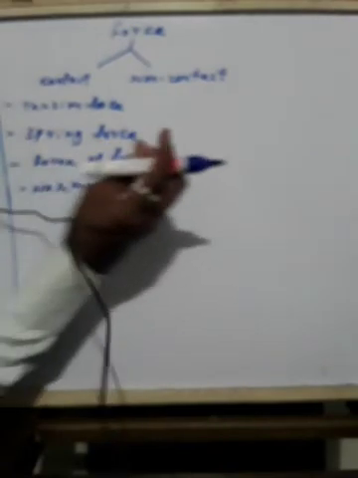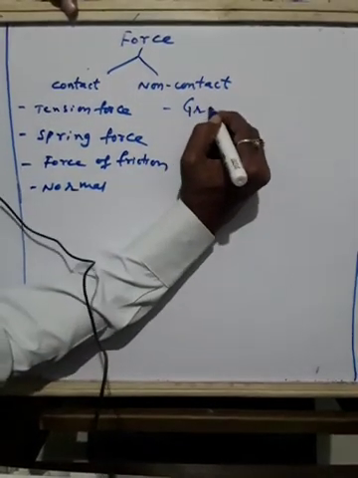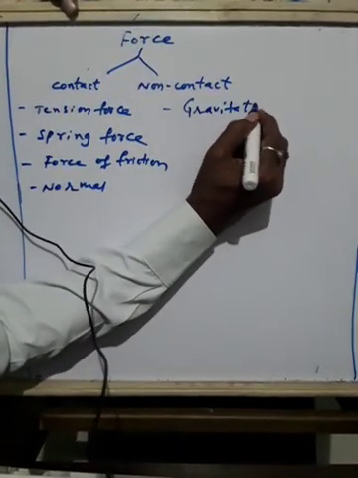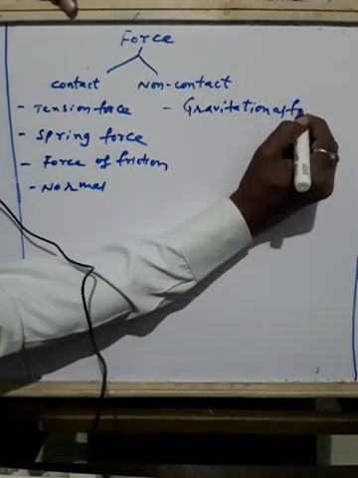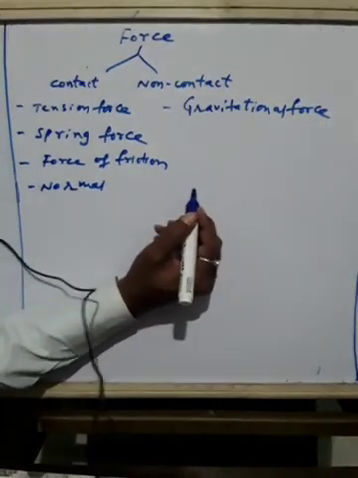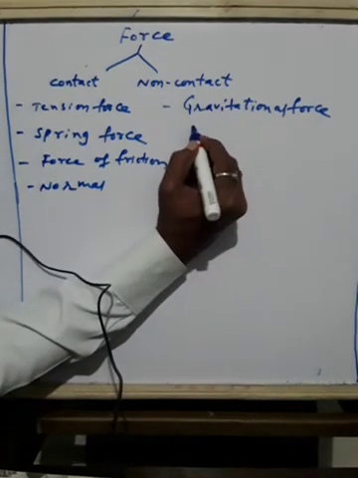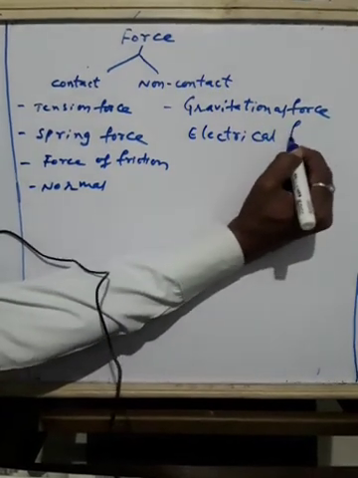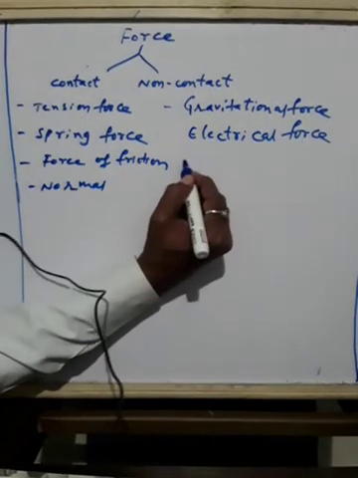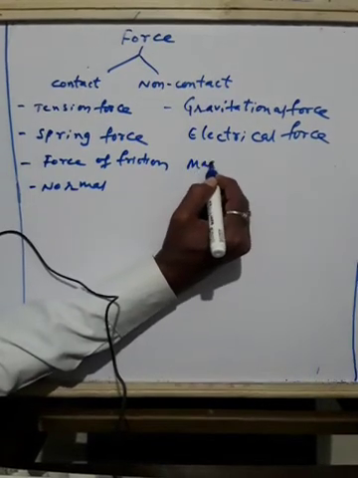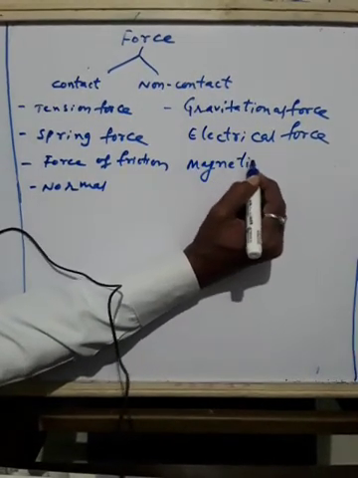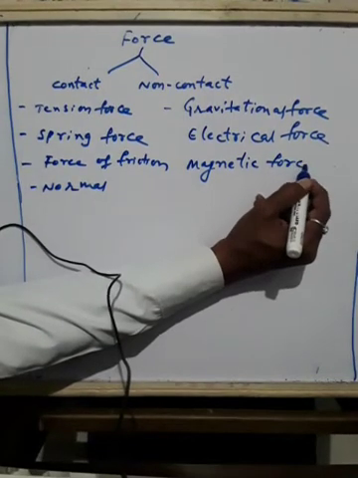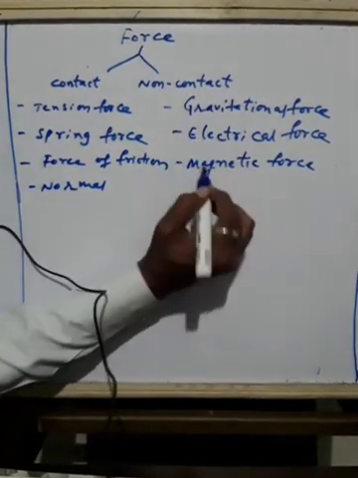Gravitational force, electrical force, and magnetic force are examples of such forces. Okay, non-contact force examples are gravitational force, electrical force, and magnetic force. So these three forces are the examples for non-contact force.